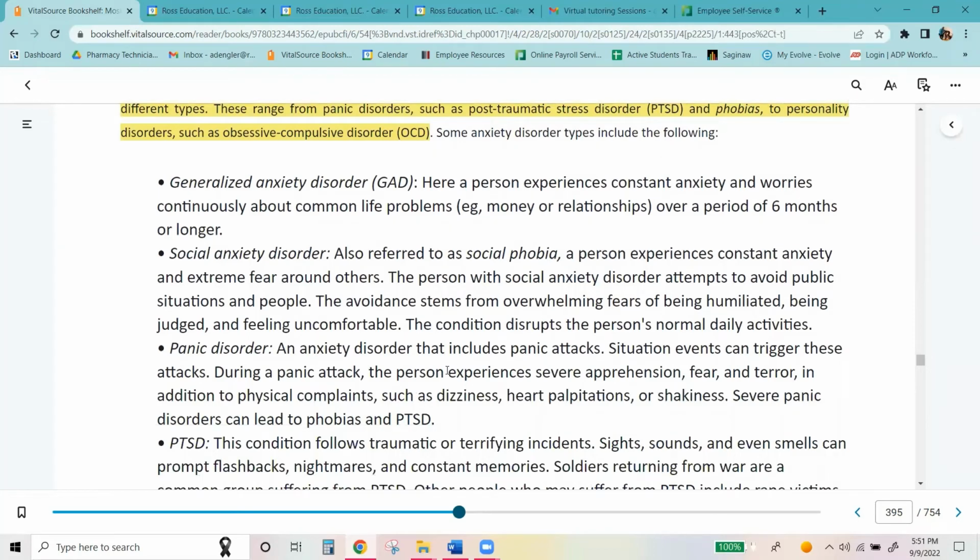Panic disorder, an anxiety disorder that includes panic attacks. Situational events can trigger these attacks. During a panic attack, the person experiences severe apprehension, fear, and terror. In addition to physical complaints such as dizziness, heart palpitations, or shakiness, severe panic disorders can lead to phobias and PTSD.